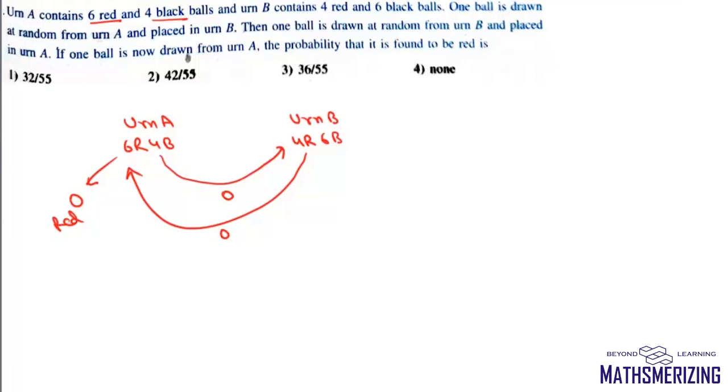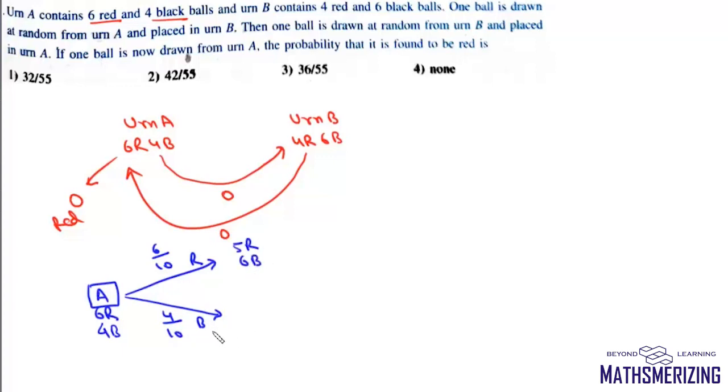Now we'll start with Urn A, which has 6 red and 4 black balls. One ball is transferred to Urn B. This transferred ball could be either red or black. The probability that it is red is 6 by 10, and black is 4 by 10. If it is red, in Urn B we have 5 red and 6 black. If it is black, we have 4 red and 7 black in B. So this is the position of B after the first transfer.